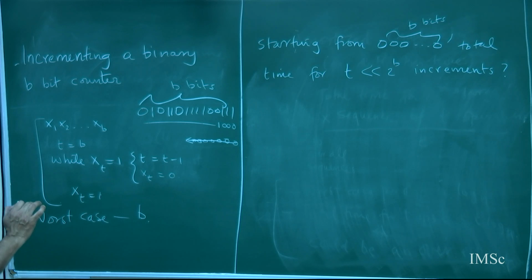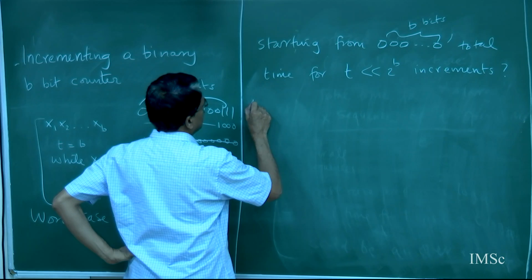So how do I count this? In Karman's book, he mentions 3 different ways of doing this analysis. And one is this aggregate analysis.